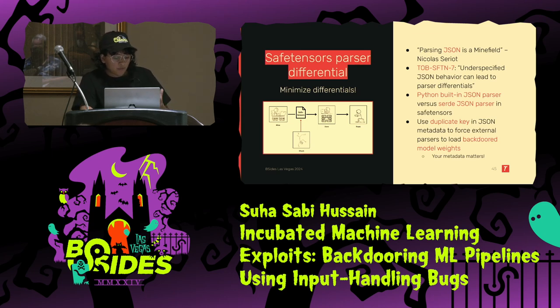But the thing is, the reference safe tensors implementation uses the serde parser, which is strict and rejects duplicate keys, but a lot of external tools use the Python built-in JSON parser, which doesn't. So you can use a duplicate key for the offsets to append backdoored weights and create manipulated safe tensors files. So these files are rejected by the reference implementation, but accepted by external parsers. Quick note, it has to be a weights-based backdoor because weights and architecture are stored separately here.